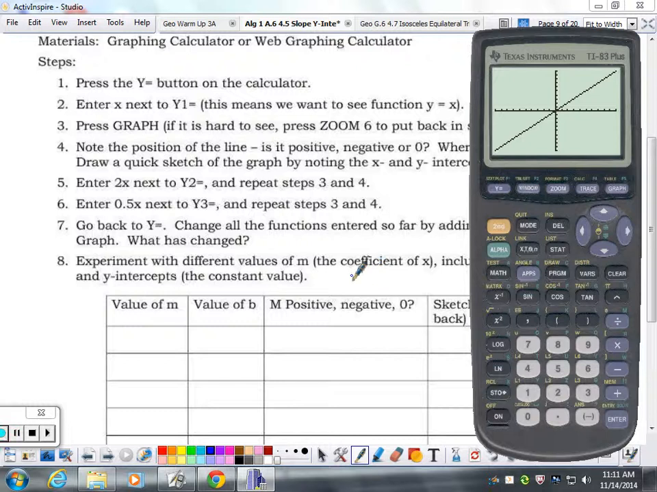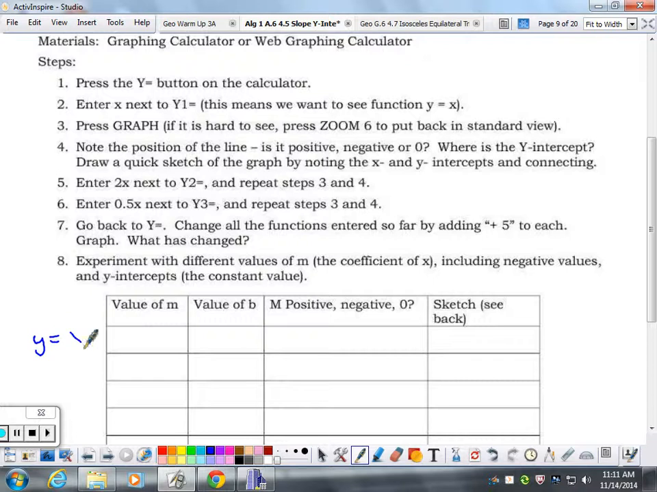But that's what y equals x looks like. So what we're going to do with that is, is this a positive, negative, 0, or undefined slope? Y equals x. It is positive. So in this little table here, I'm going to write y equals x right in front of it. You might want to do that too. It is a positive slope.